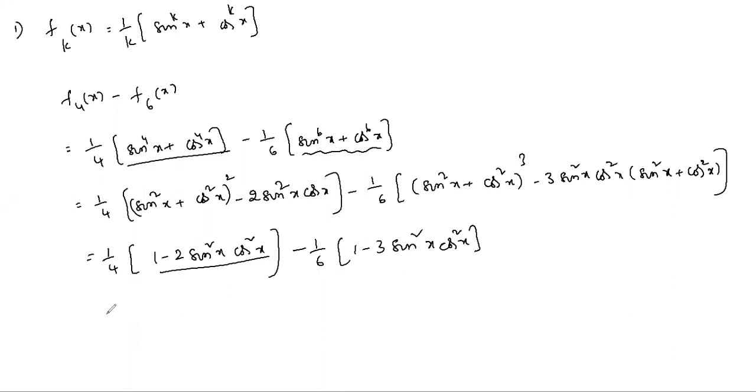So now you simplify it. 2 by 4 is 1 by 2, 3 by 6 is 1 by 2, so that term will cancel. So the answer is 1 by 4 minus 1 by 6. LCM 12, 3 minus 2, so 1 by 12 is the answer.